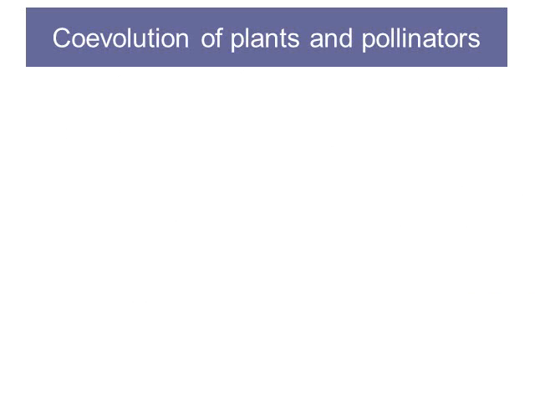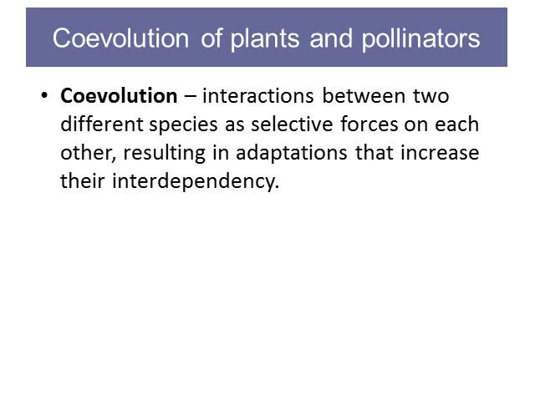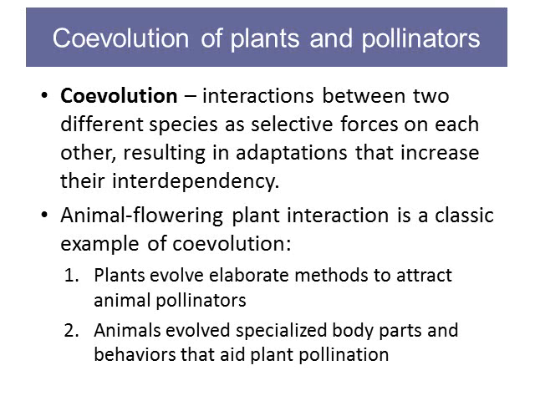Many plants and pollinators co-evolve together. Coevolution is the interaction between two different species as selective forces on each other, resulting in adaptations that increase interdependency. There are some pollinators that will only pollinate a single species of plant because they've co-evolved over the years, so the specific shape of its beak or something will only work in that flower. Animal flowering and plant interaction is a classic example of coevolution because plants evolve these elaborate methods to attract animal pollinators. And then the animals, who also benefit from pollination, evolve specialized body parts and behaviors that aid plant pollination.